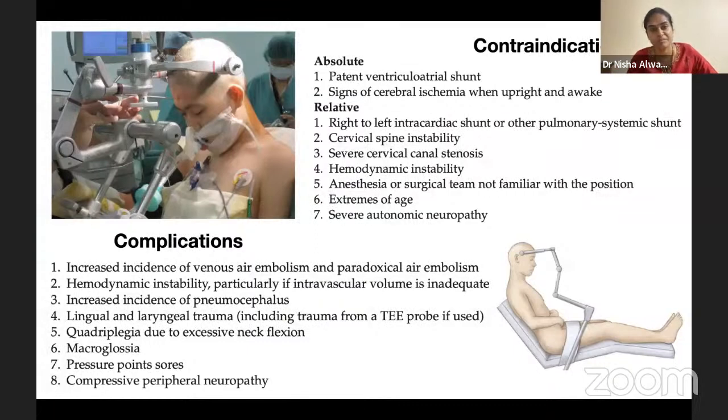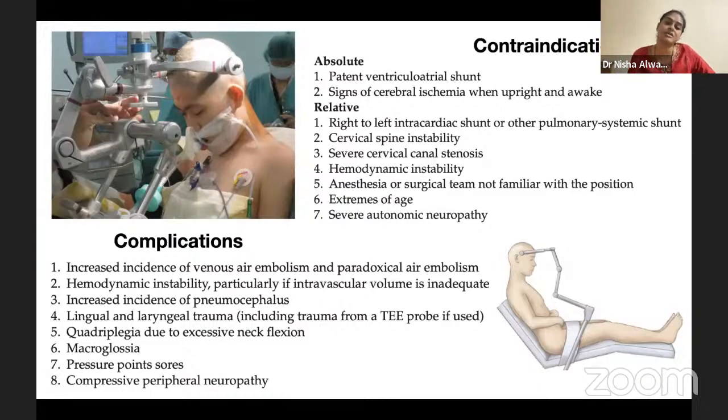But in this position, the major issue is hemodynamic instability. And of course, one has to rule out a patent foramen ovale. The risk of venous air embolism and paradoxical air embolism is present. It has absolute contraindications like ventricular atrial shunt presence or even signs of severe ischemia preoperatively. That's important. Complications: there is an incidence of venous air embolism.